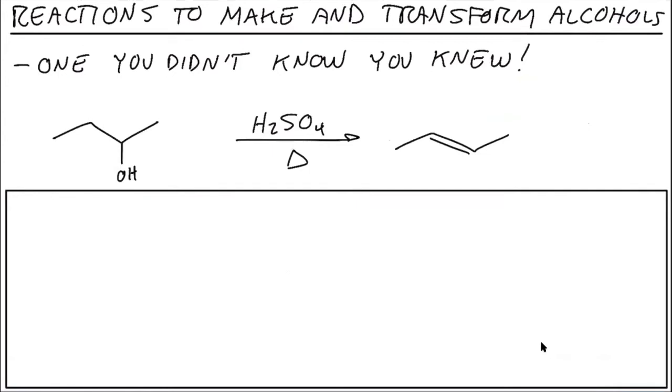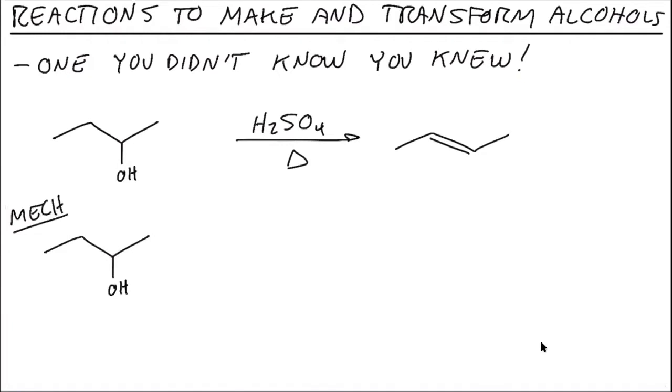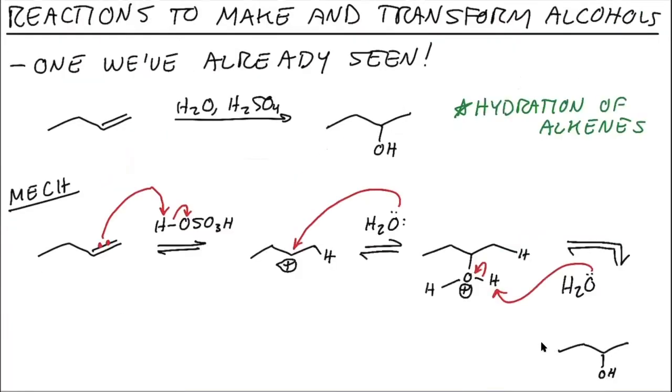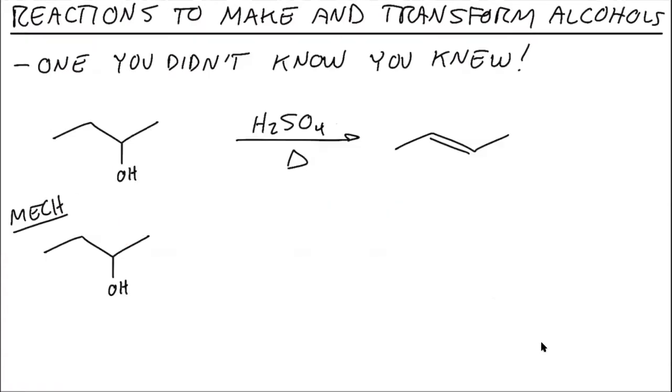You didn't even know you knew, but you already know how to turn alcohols back into alkenes. Wow. So this is a kind of a freebie reaction that you already know. And how do you know it? Because it's just the backwards direction of this reaction, the hydration of alkenes. If we go in the backwards direction, all we're doing is dehydrating an alcohol, and that makes an alkene.